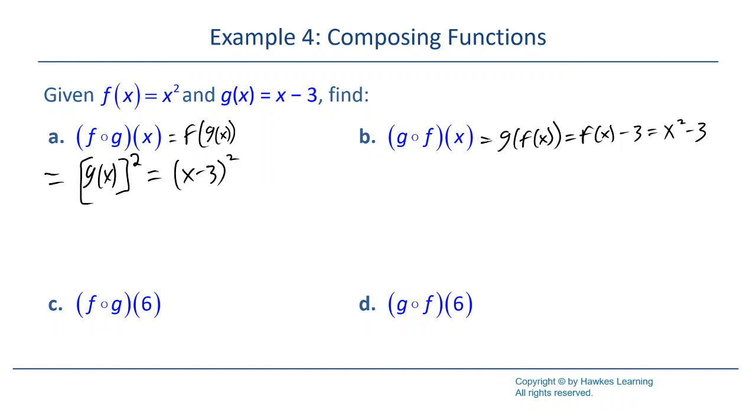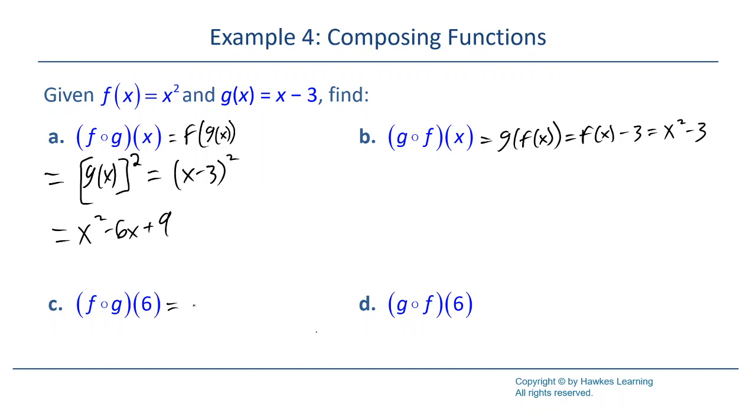Now, the reason I said not to expand this out, which if you expand it, it's x squared minus 6x plus 9. If I want to figure out what f of g of 6 is, I would rather plug 6 into here, because then I only have to do 6 minus 3 and square it, versus square 6 minus 6 times 6 and then add 9.